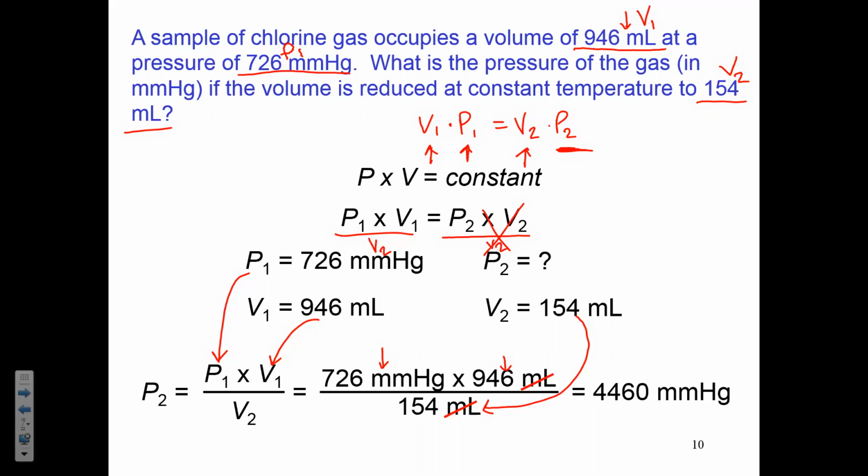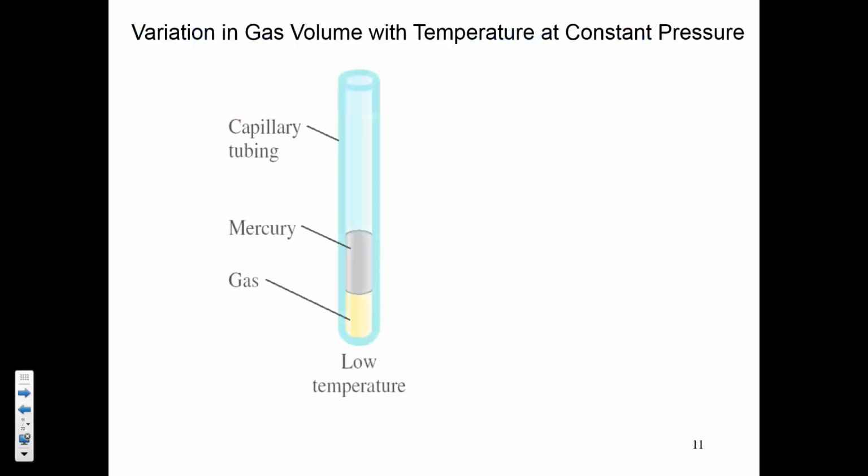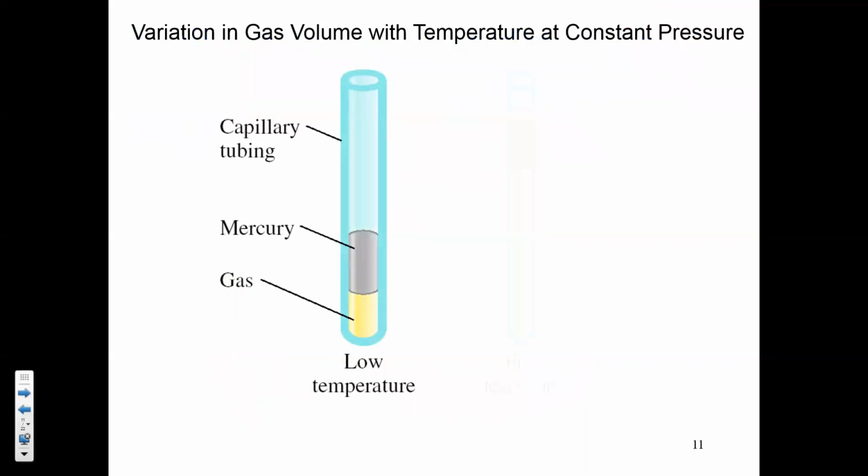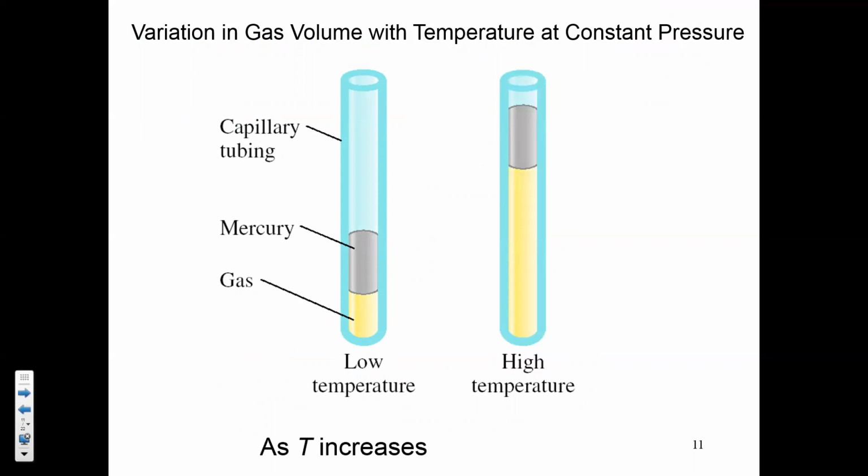4,460 millimeters of mercury. Okay, so the hardest part of this is probably just figuring out what your equation is giving you. After that, you can easily solve for the variable. Okay, which brings us to our next gas law. So our next gas law focuses on temperature and volume.